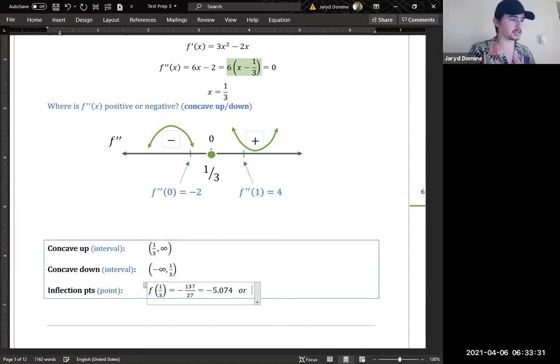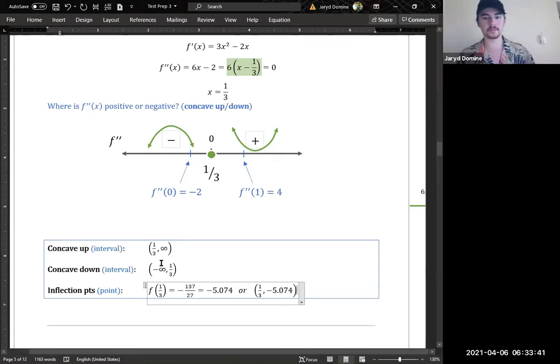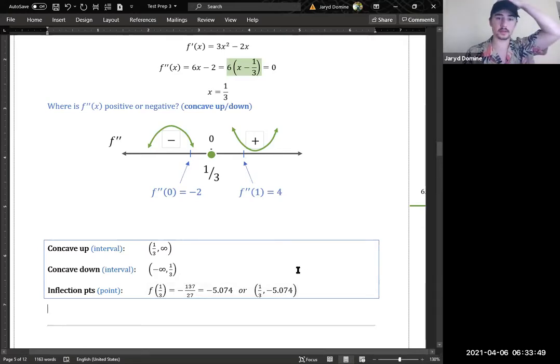Or you can write it as a point here. So 1/3 is the x value, and then minus 5.074 is the y value. Okay, so the point here is to have it as an x and a y. So we need the coordinates. Okay, any questions on this one?